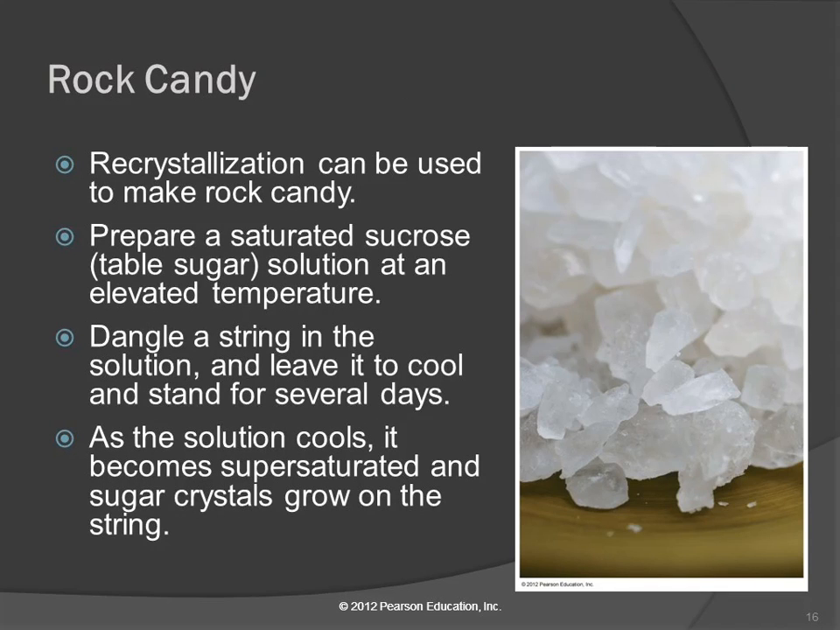You guys ever had rock candy? I remember trying to make this as a kid, but I didn't know what I was doing, and so it didn't work. But rock candy is formed through recrystallization. You make a saturated table sugar solution. So you take just regular table sugar, and you heat it, and you make a saturated solution. And then you put a string in the solution, and you let it cool. And the crystals of sugar will form on the string. And you get these nice big crystals of sugar.